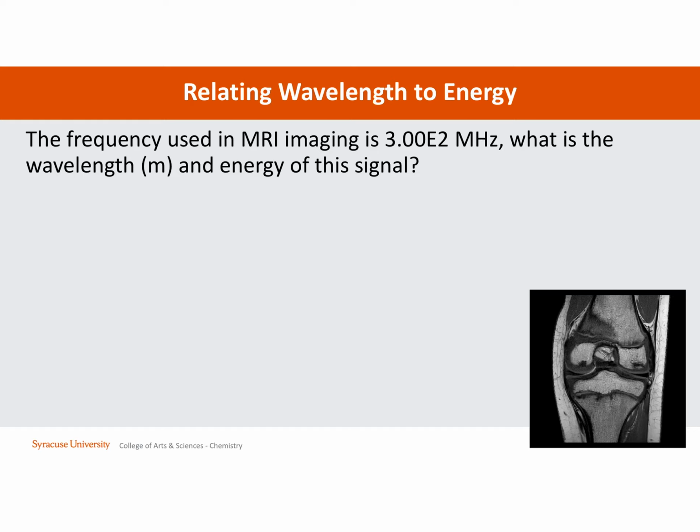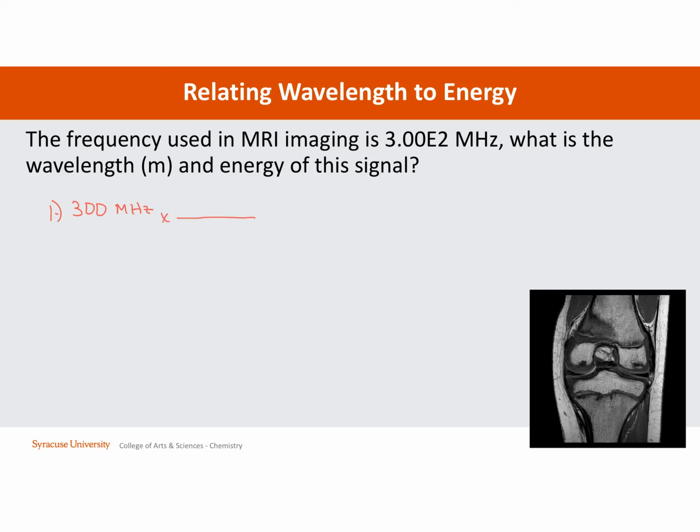In the last review calculation of this type, we talked about how MRI imaging is used and the wavelengths of MRI imaging. So the MRI imaging works on a frequency of about 300 megahertz. What is the wavelength in meters and energy of this signal? So the first calculation, we want to find the wavelength of this, but I'm given a frequency of 300 megahertz.